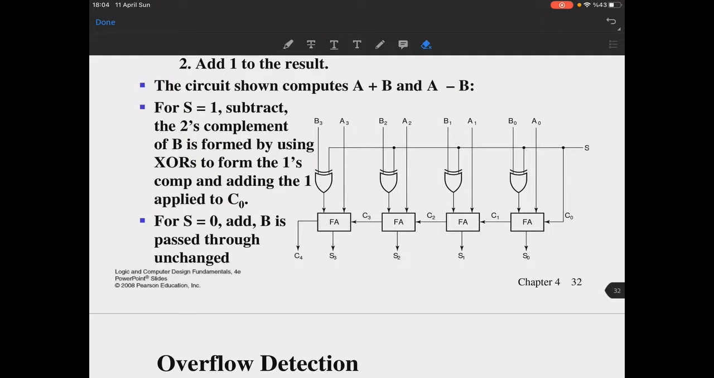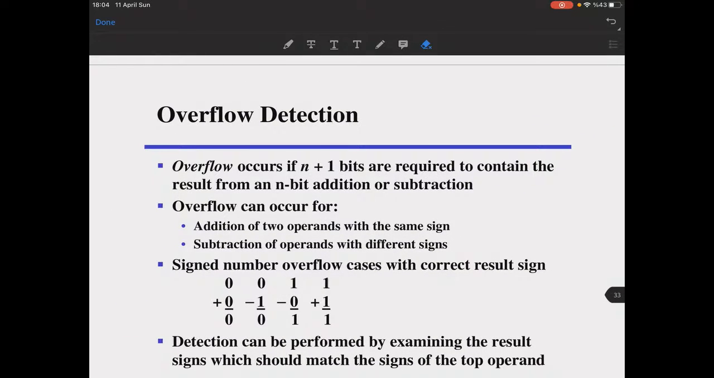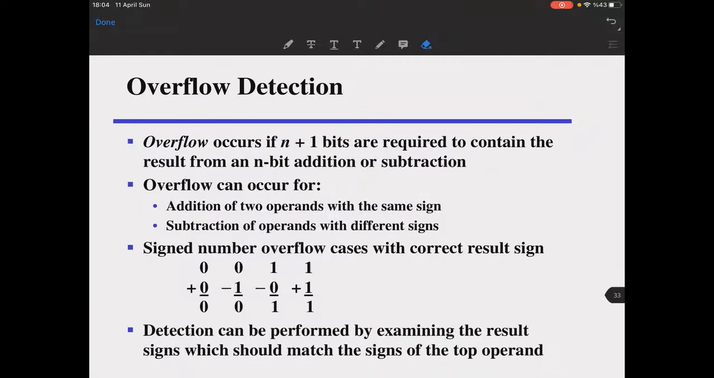Now let's take a look at the overflow detection here. Overflows occur when you need extra bits to represent the results. Overflow can occur for addition of two operands with the same sign, like you add two negative numbers or two positive numbers, or subtraction of operands with different signs. These are the only possibilities for an overflow. If you add two numbers of different signs, an overflow never occurs.